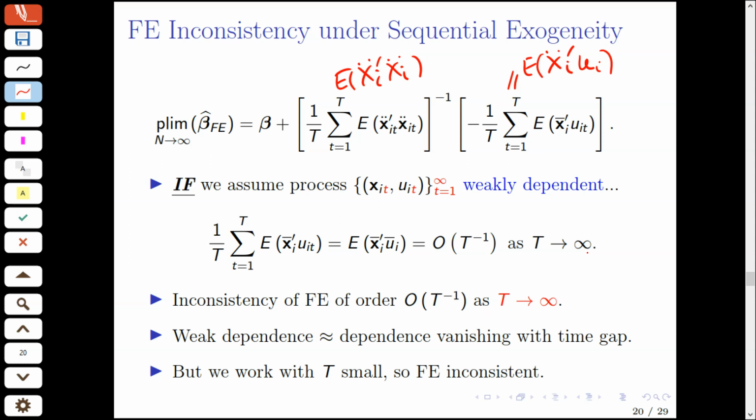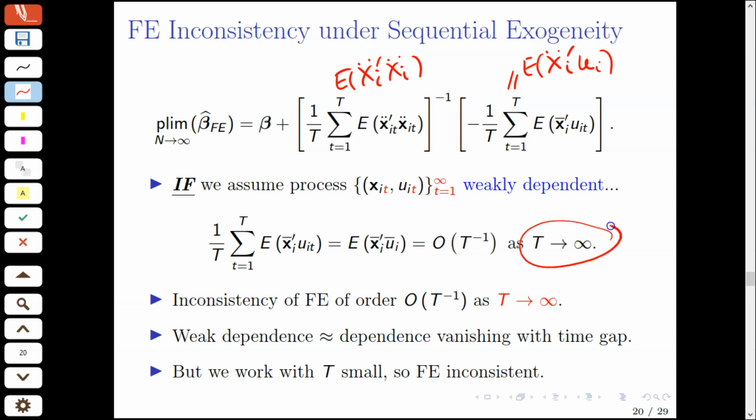Hence, one may conclude that under this additional assumption of weak dependence, the inconsistency of the fixed effects estimator is of order big O of T to the minus 1, again, as the length of the time series grows without bound. Now, a formal definition of weak dependence, again, lies outside the scope of this course, but intuitively, weak dependence means that the further two random variables are separated in time, the less dependent they are of each other. And as this time gap increases, the dependence in fact vanishes.